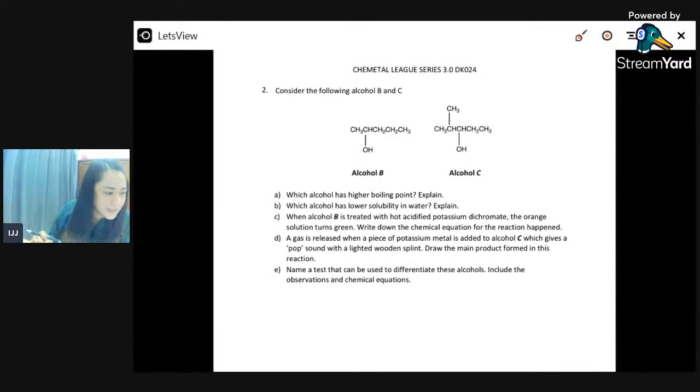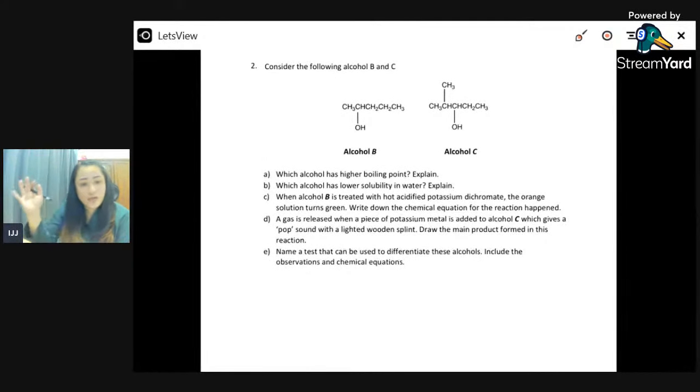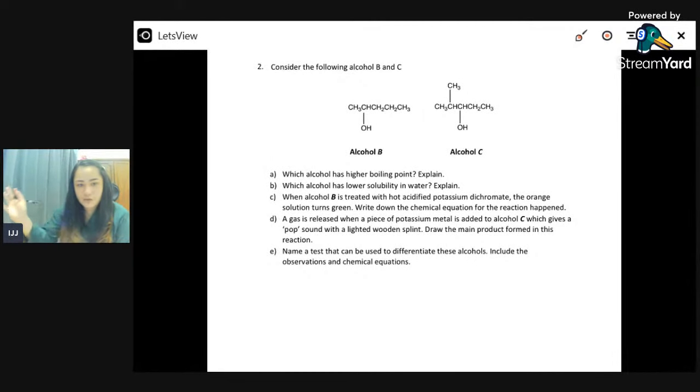Okay, it seems there is some lag. Now, what the question asks you to find. You are given alcohol B and alcohol C. Now, let us see what the question asks you to find. Which alcohol has higher boiling point? Now, when the question asks about boiling point, before you answer a question, you need to understand.